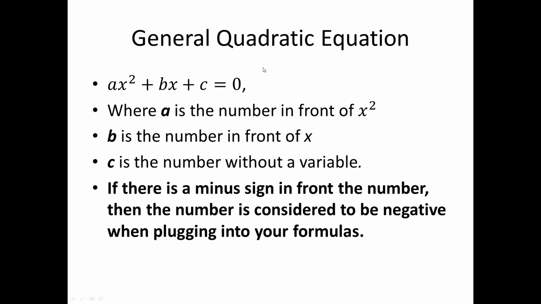Now the general quadratic equation is ax squared plus bx plus c equals 0. A is always the number in front of x squared, b is always the number in front of x, and c is always the number without a variable. Now if there's a minus sign in front of one of the numbers, then the number is considered to be a negative when you get ready to plug it into your formulas. So again, a is always in front of x squared, b is always in front of x, and c is always a number that doesn't have a variable with it.